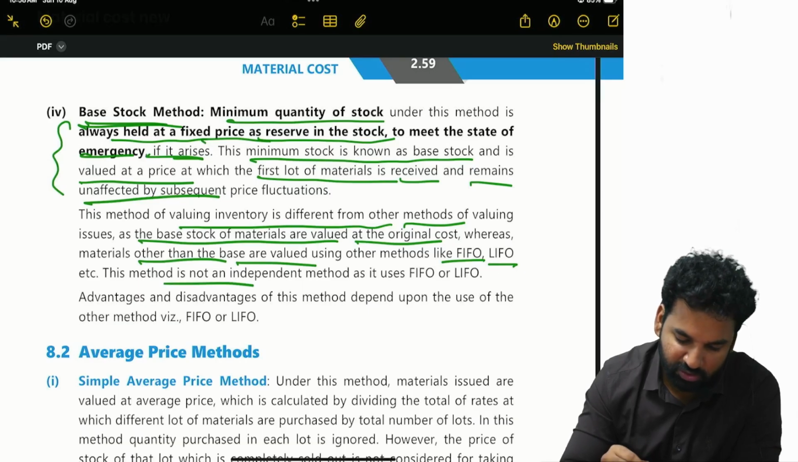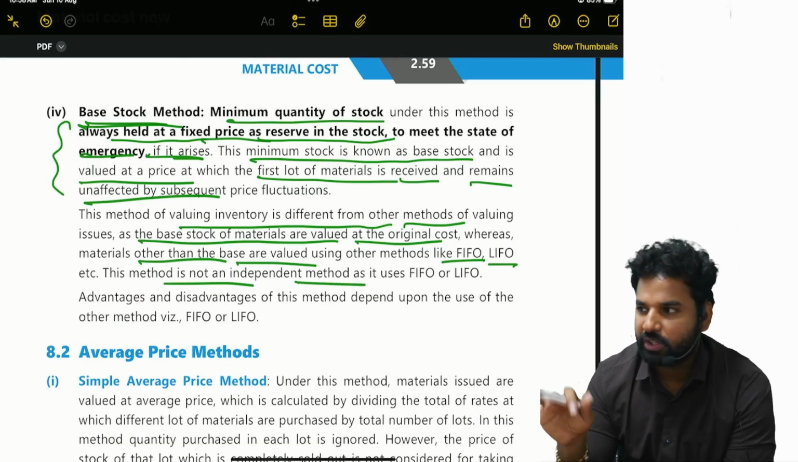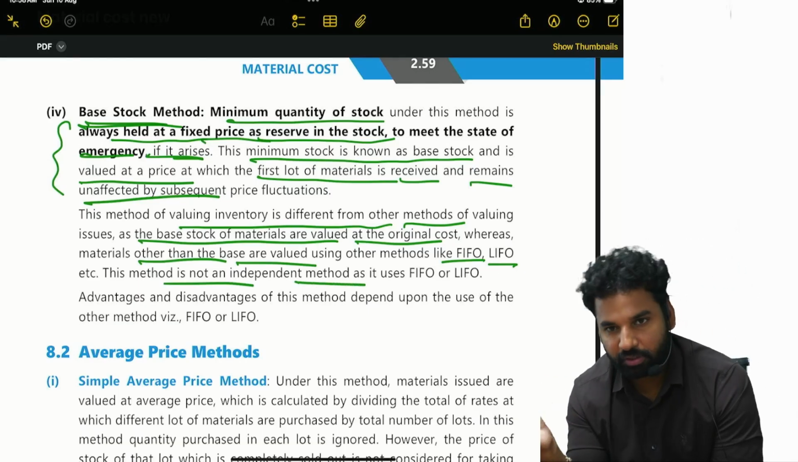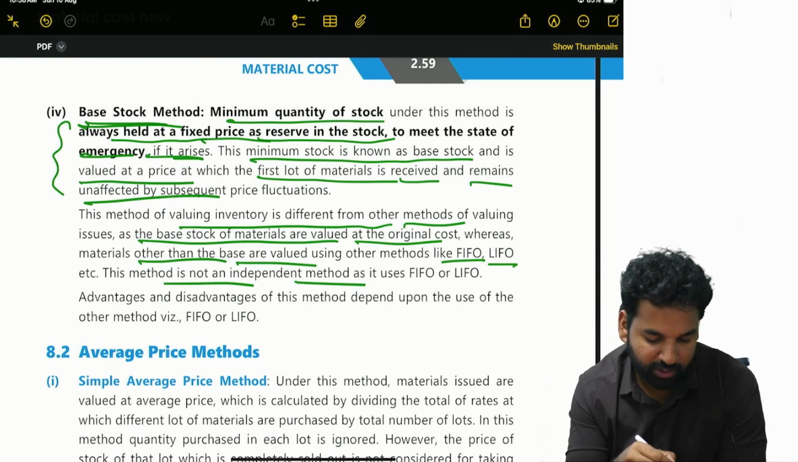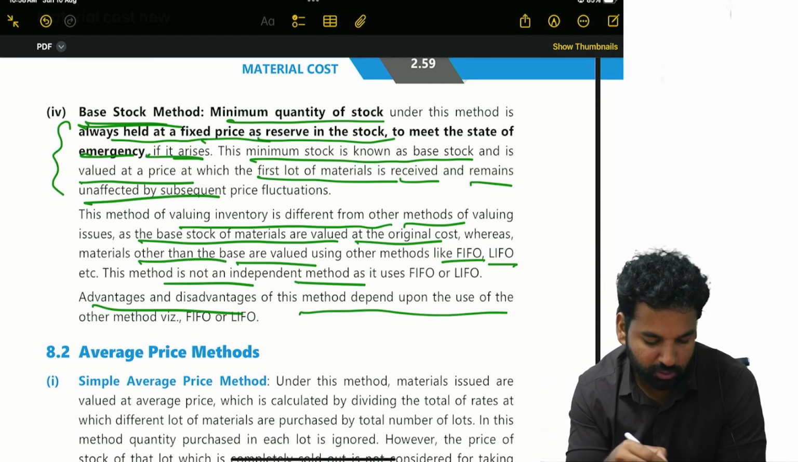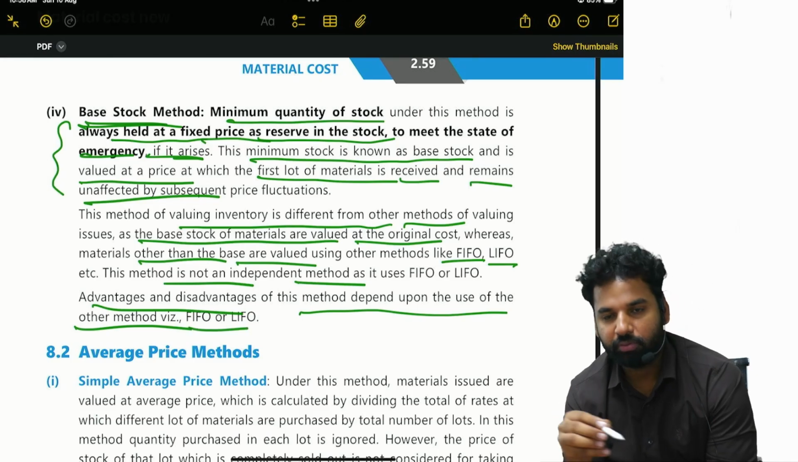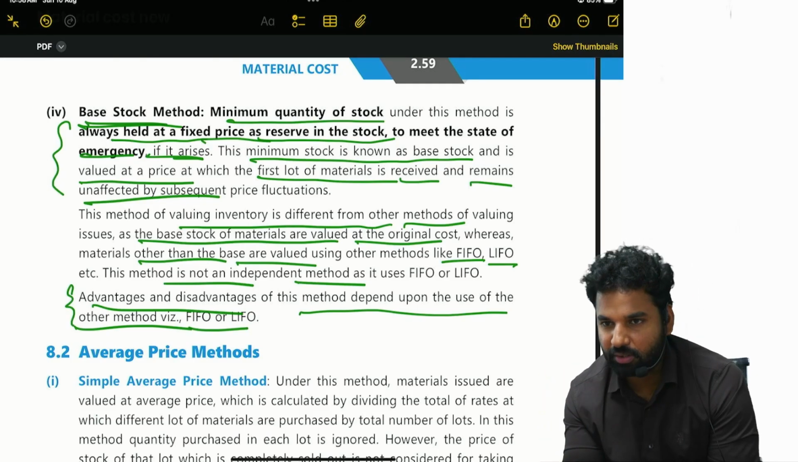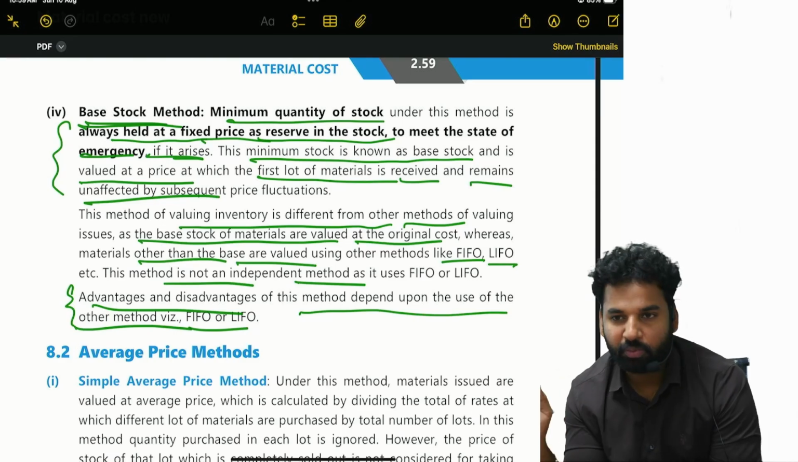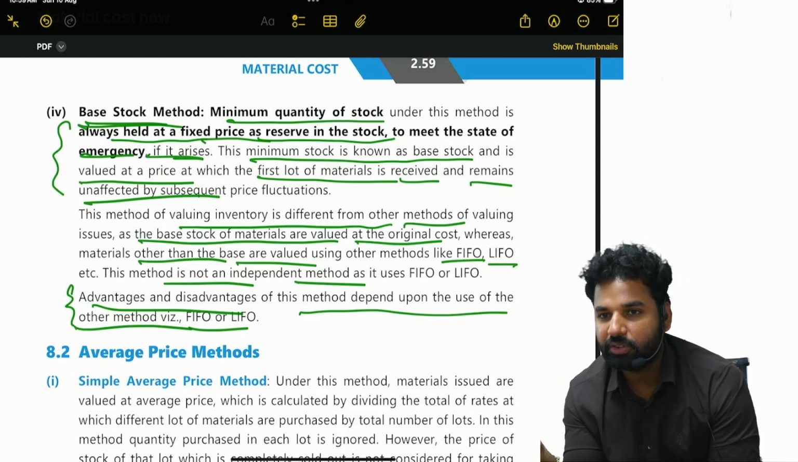So this method is not an independent method, as it uses FIFO and LIFO for continuous, rotational material. The advantages of the method depend on the use of the other method, FIFO or LIFO. At the same time, the material kept as fixed or minimum quantity material has a chance of becoming obsolete or expired.